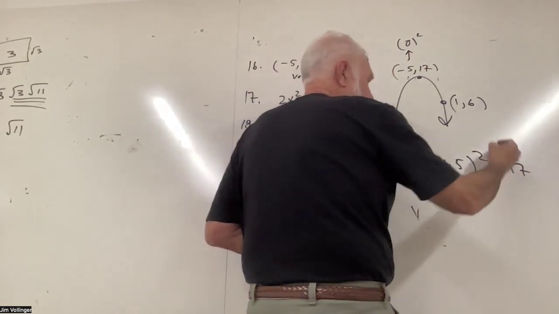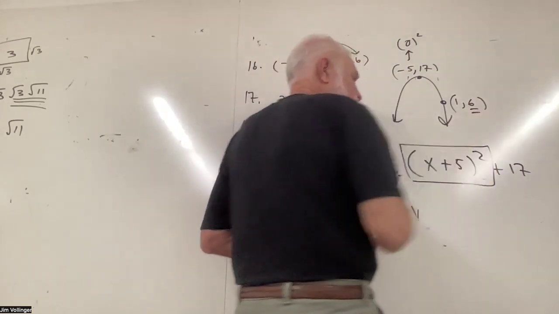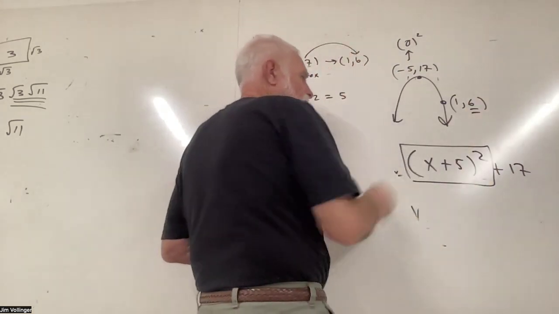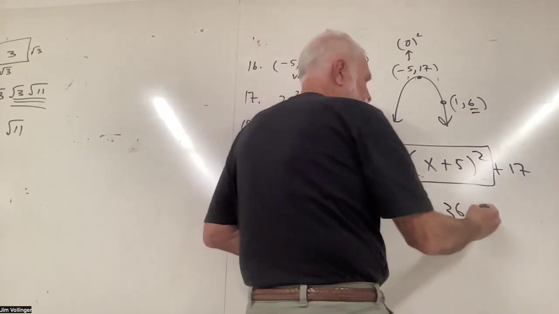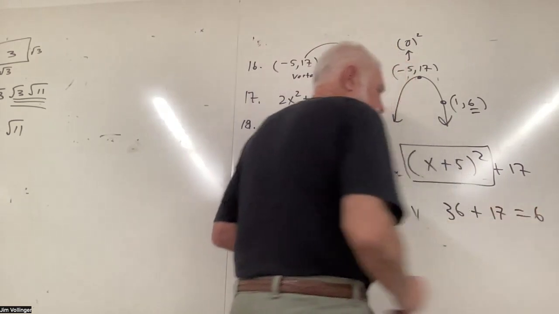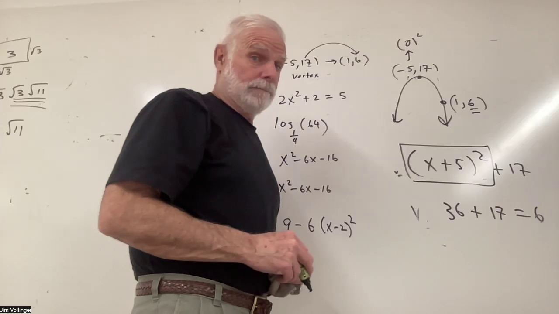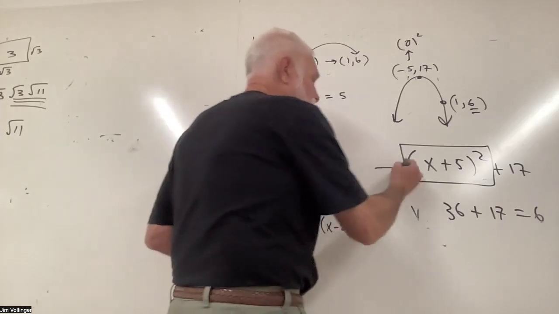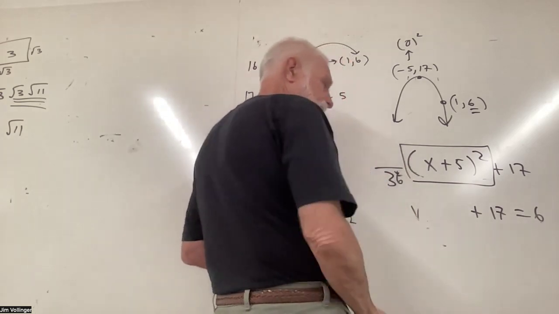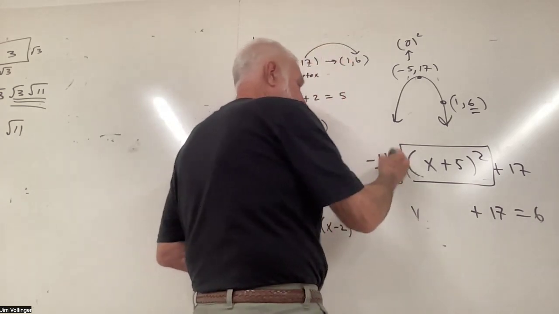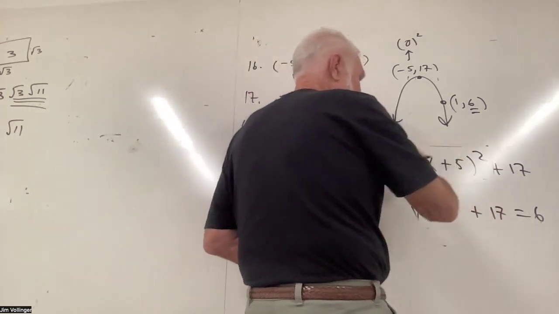And now I know that this thing, whatever comes out of this, when I add it to 17, better get me 6. So let's put a 1 in. 1 plus 5 is 6 squared is 36. Yes, 36 plus 17 does equal 6. No? Oh, then let's get rid of that 36. What plus 17 equals 6? I think minus 11. So let's get rid of the box and show the answer.